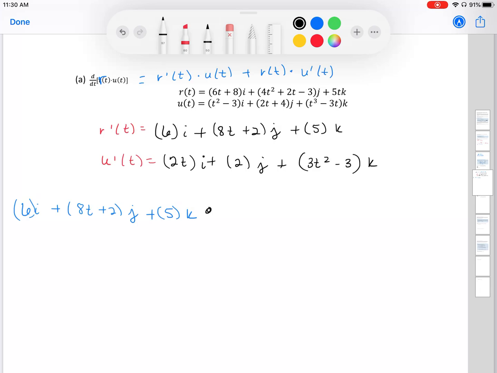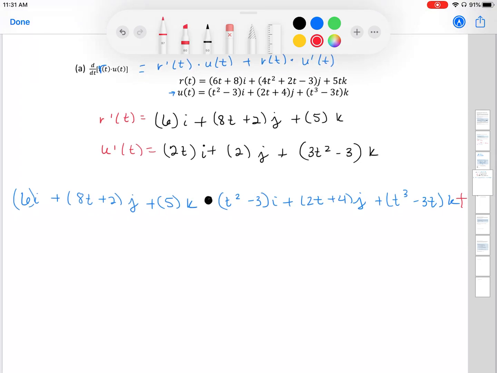And I'm going to dot product that with u of t. u of t is t squared minus 3i plus 2t plus 4j plus t cubed minus 3t. Okay. That's only the first part. Then I'm going to add the dot product of r of t dot product u of t.